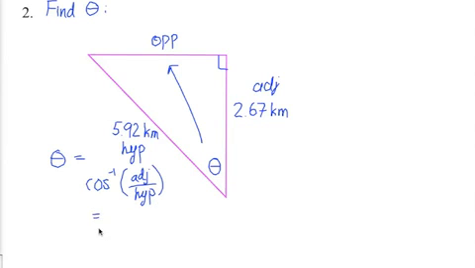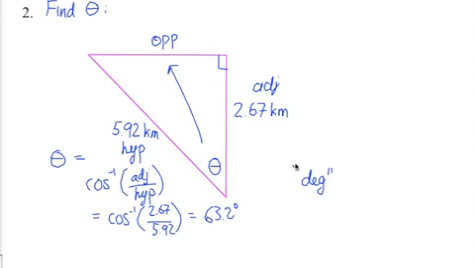And then I can just plug in the numbers. We have 2.67 over 5.92. Using my calculator, I find that theta is approximately 63.2 degrees. Again, remember that your calculator should be in degree mode, not in radian mode at this point. We'll talk more about radians later.